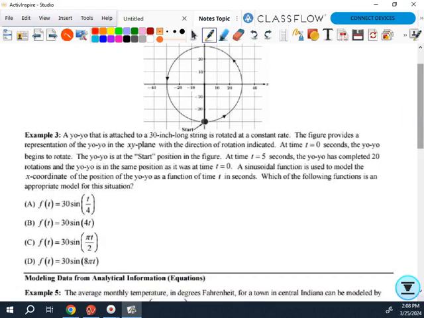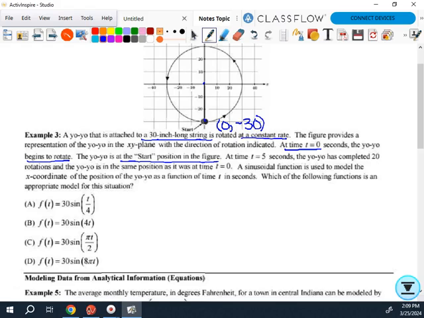Okay. So a yo-yo that is attached to a 30-inch long string is rotated at a constant rate. The figure provides a representation of the yo-yo in the xy plane with the direction of the rotation indicated. That's what those little arrows are there. So at time t equals 0, the yo-yo begins to rotate. The yo-yo is at the start position in the figure. Okay, so here's the yo-yo. This is when it starts to rotate. When time is 0, then the y value is negative 30. Okay, we okay with that?